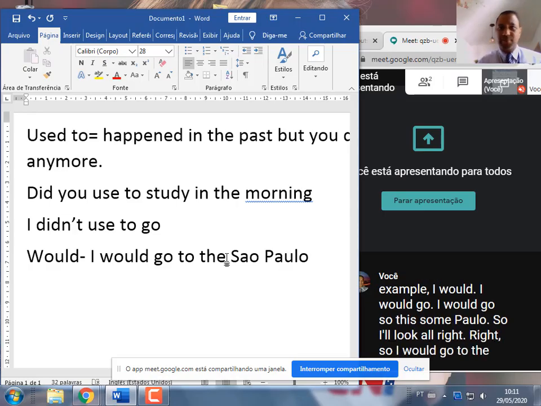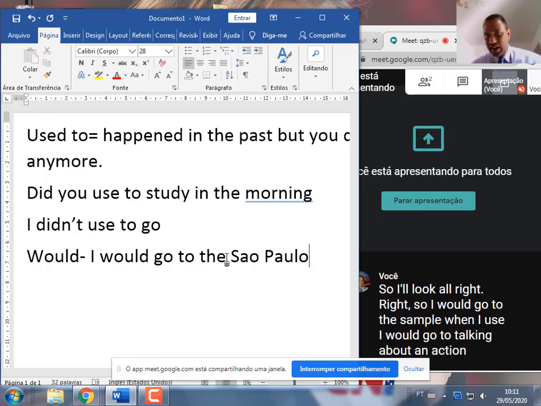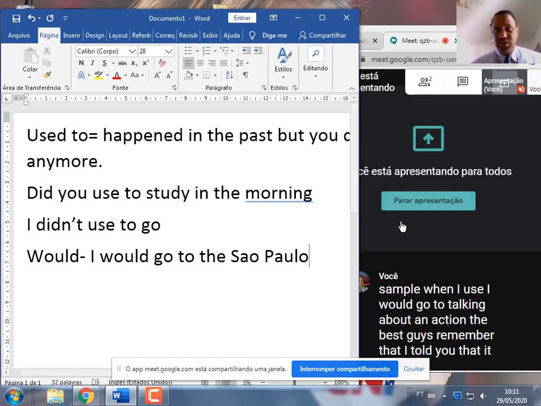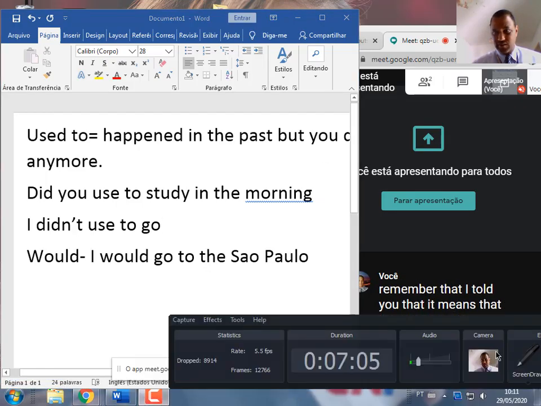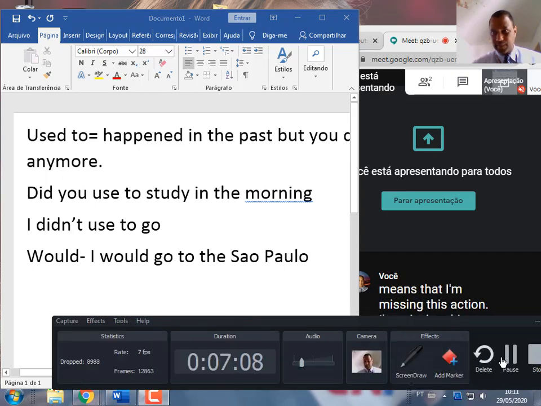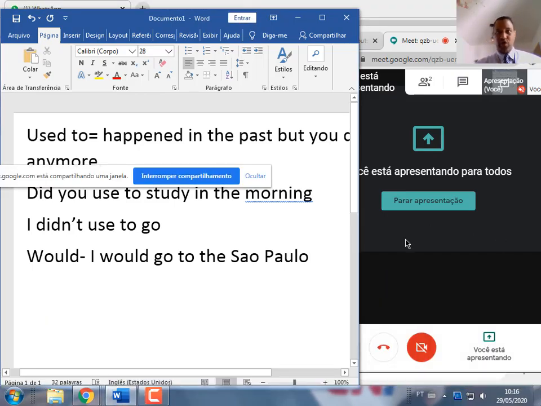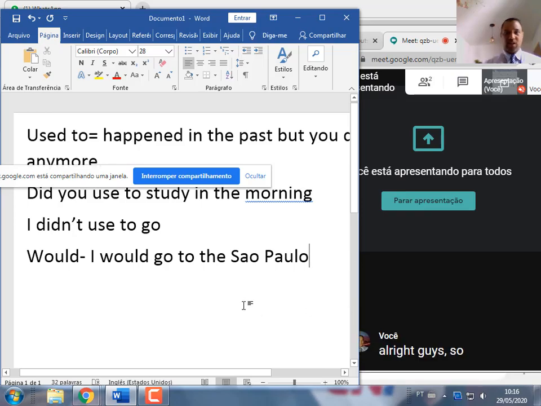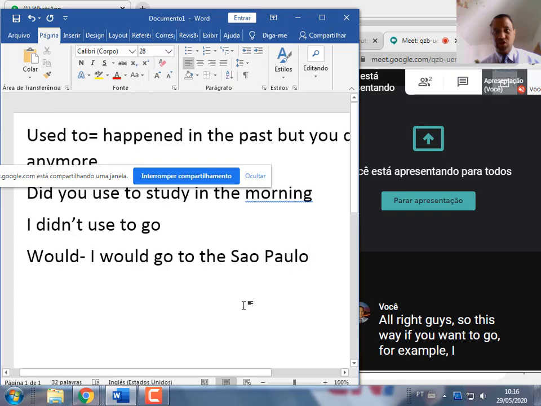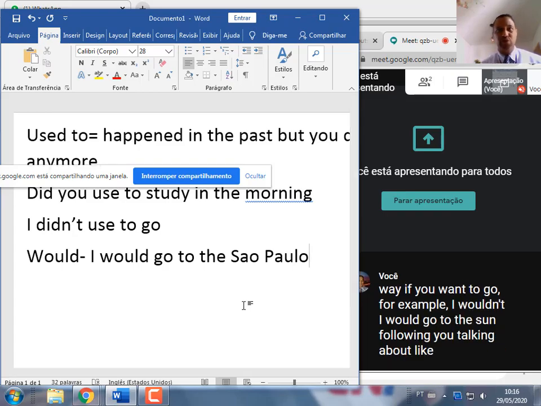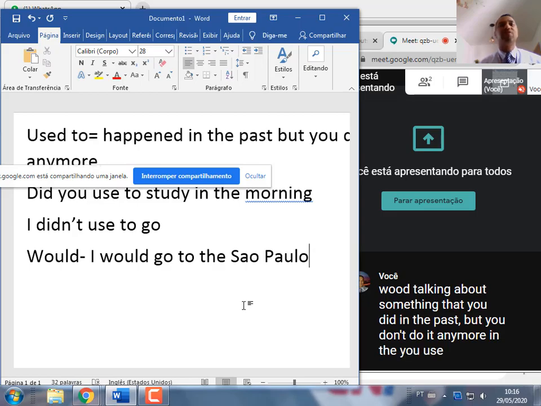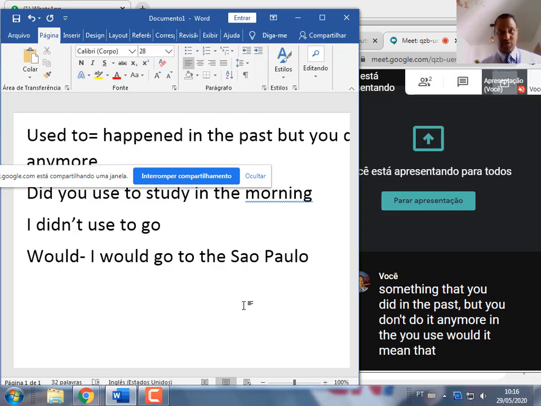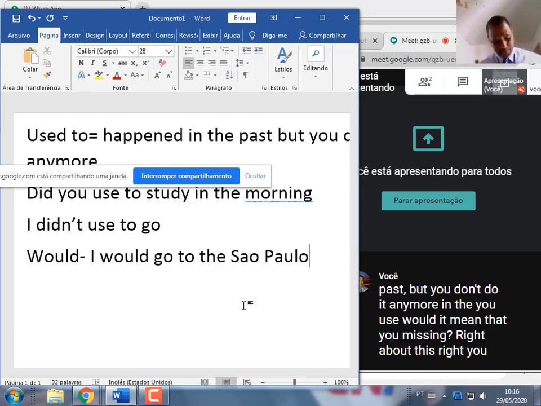When I use "I would go" to talk about an action in the past, remember that I told you it means that I'm missing this action. So if you want to say, for example, "I would go to São Paulo," when you use "would" to talk about something that you did in the past but you don't do anymore, it means that you're missing it.